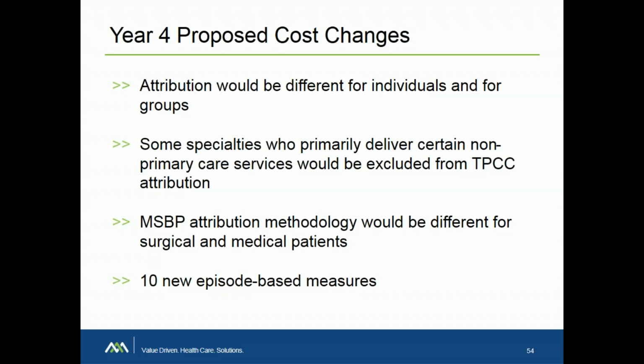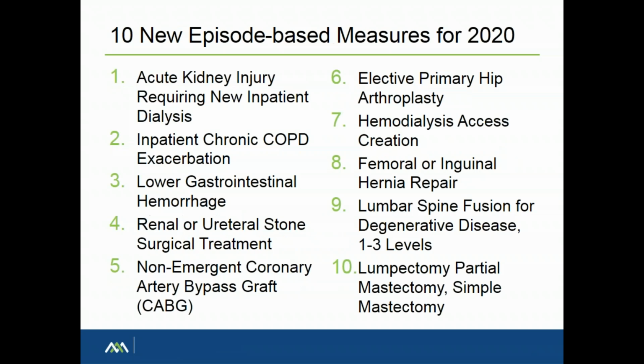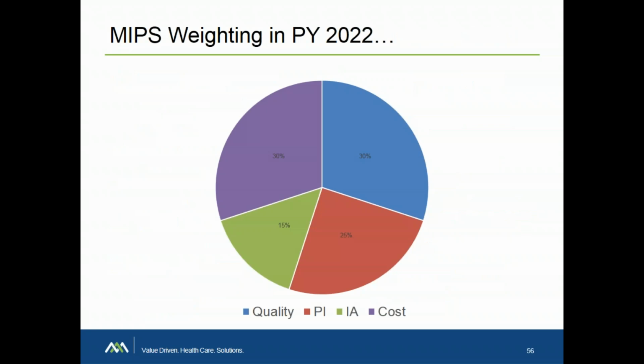And they are potentially, I would say, more than likely going to add 10 new episode-based measures as well. They continue to look at the different possibilities here and are continually building new episode-based measures. So we only had the 8 for this year. It looks like we're probably going to have 18 in total for next year. These are those 10 that they're looking to most likely add to the list for 2020.